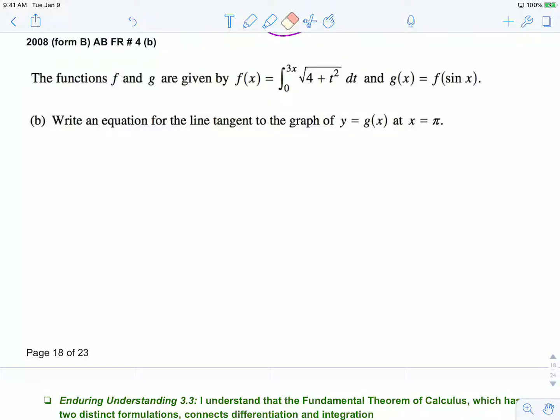Now let's revisit a problem we started in our last set of video notes, except for part B. Now they're asking us to find the equation of the tangent line of y equals g of x at x equals pi. So remember, the equation of any line is y minus y1 equals m times x minus x1. So we know that x1 is going to be pi.